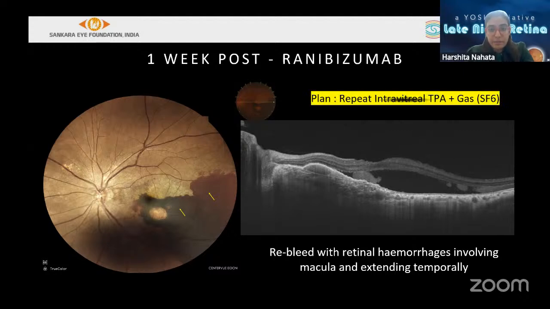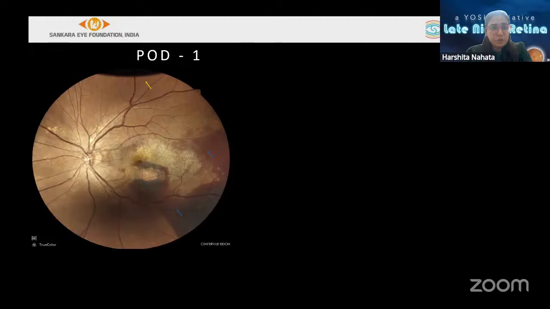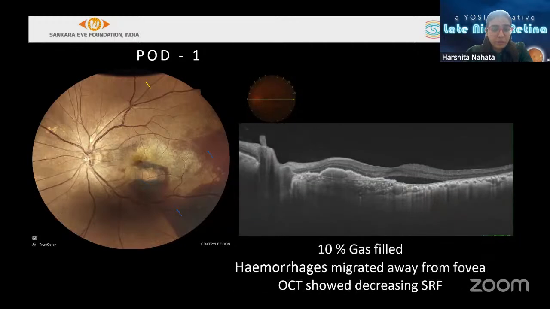So at this stage, we decided to repeat intravitreal TPA and give a gas injection, repeat SF6 gas, along with tapping the previous gas a little bit. The patient was stable post-op day 1 again, with 10% gas fill as noted in the picture, and the hemorrhages again migrated away from the fovea and the OCT showed decreasing SRF.